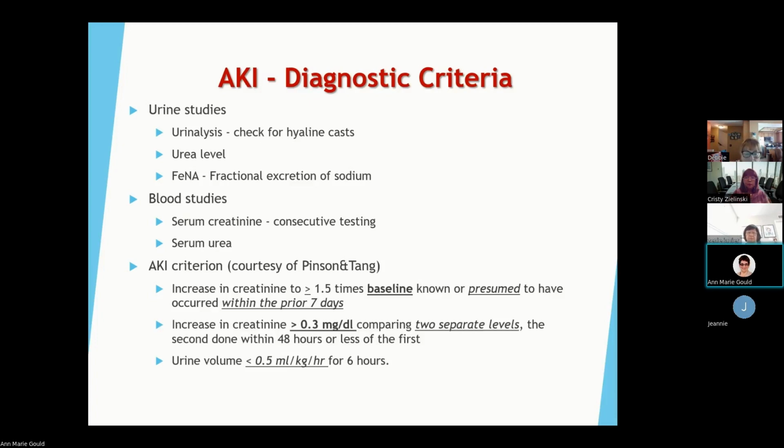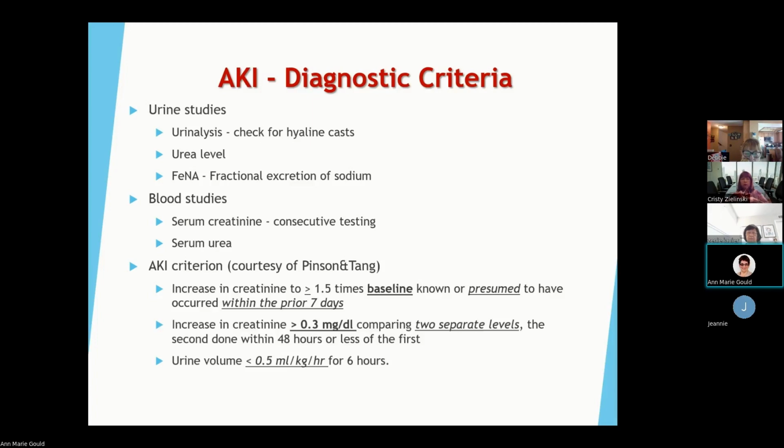Now this is courtesy of Pinson and Tang. Do you all have the CDI Pocket Guide or the Unbound book that's online? This is directly from them, so that's why you always want to look at that. I think it's important. Most of us will go according to an increase in creatinine greater than 1.5 times baseline, known or presumed to have occurred within the prior 7 days.